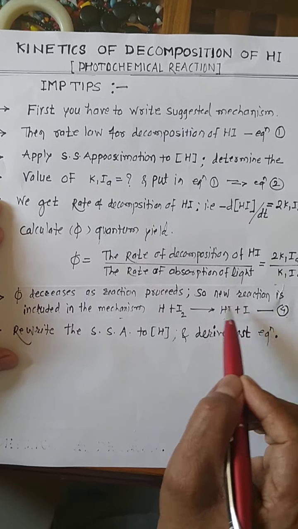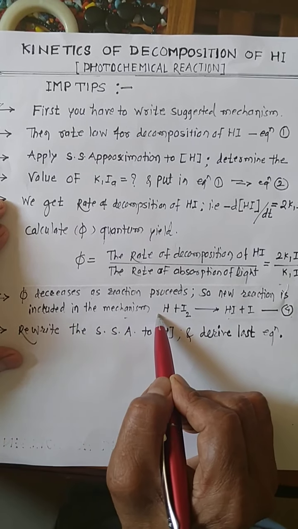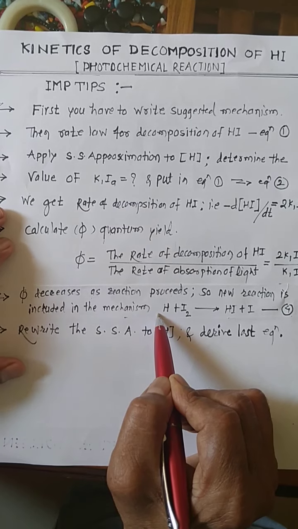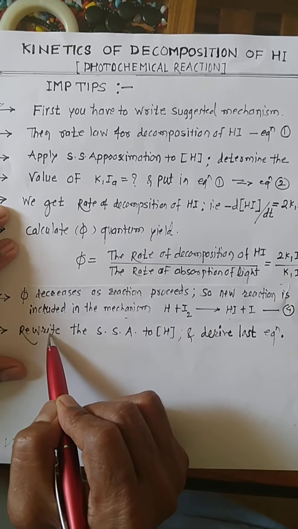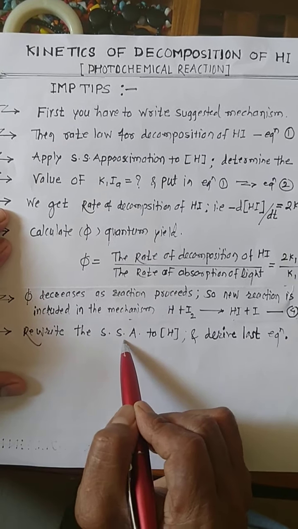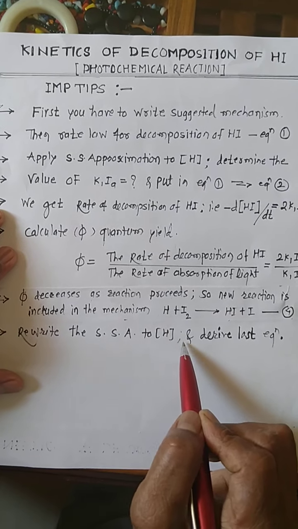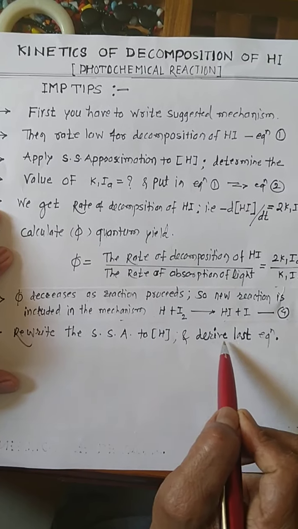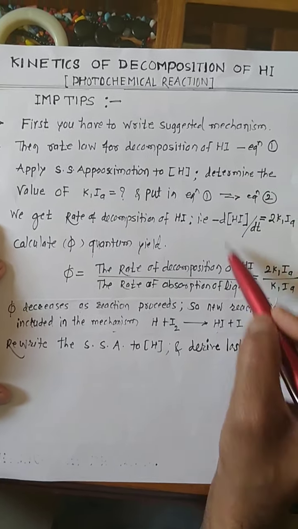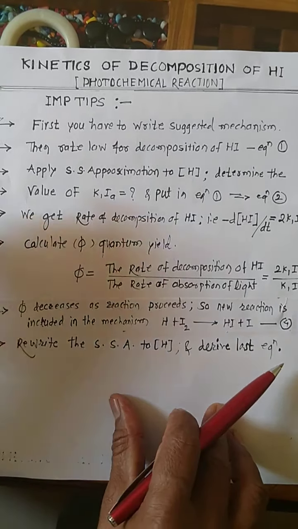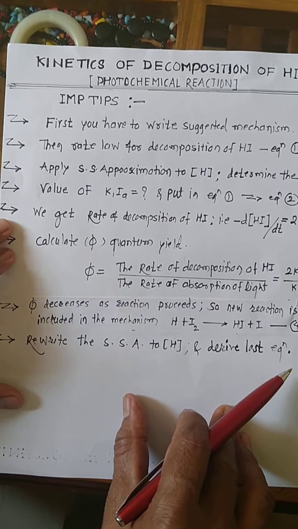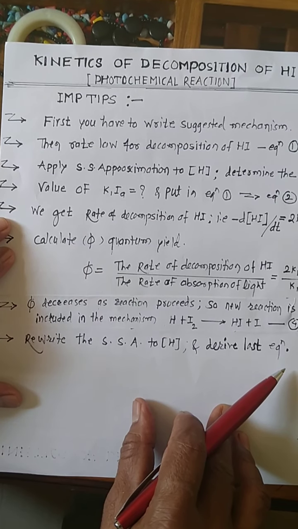So here a new reaction is included in the mechanism, and you have to write the steady state approximation to the concentration of H and derive the final equation. These are some important tips, and using this you may derive the kinetics of decomposition of HI.